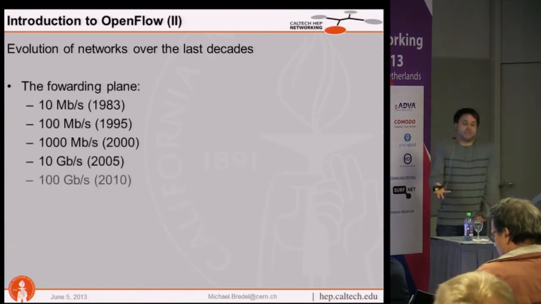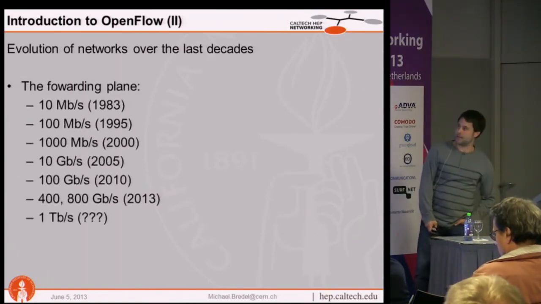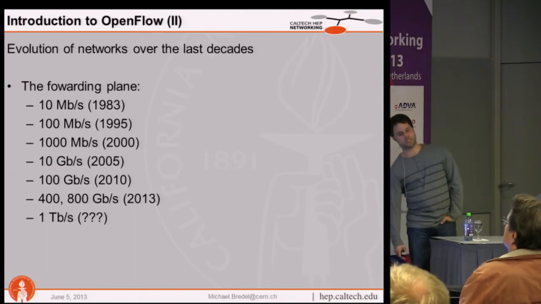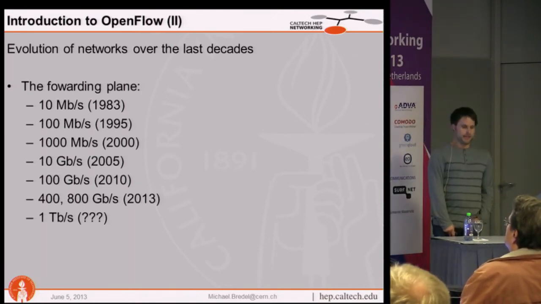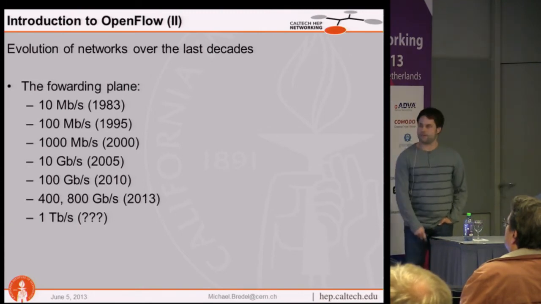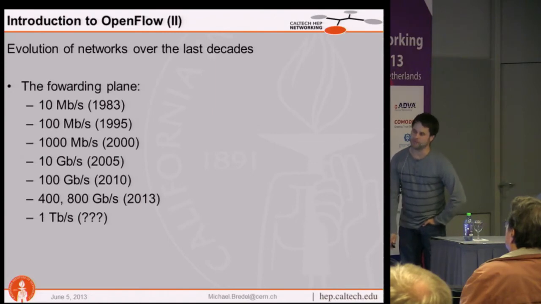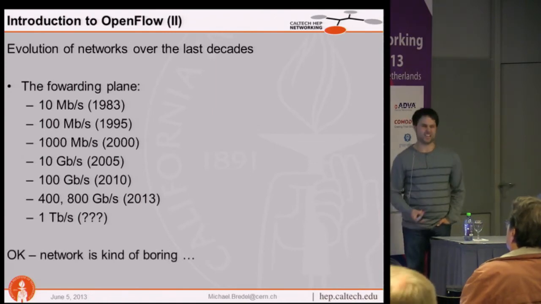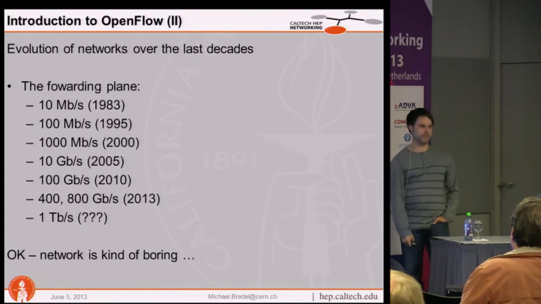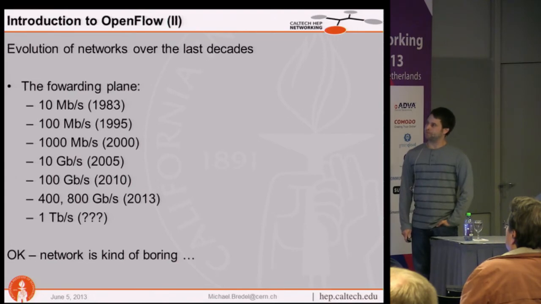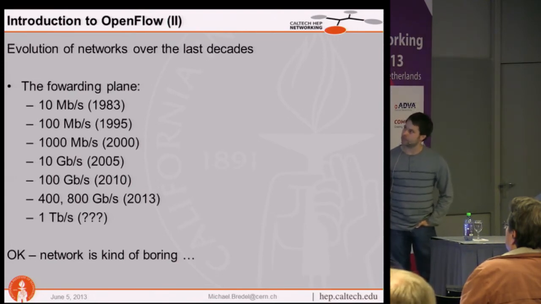Okay, if we look at the evolution of networks over the last decades, we had 10 megabits, and then 100 megabits, and gigabits, and now we have 100 gigabits, and tomorrow we will have terabit per second capability. That's actually kind of impressive, but it's also kind of boring, right? We just increase the capacity. That is the evolution in the forwarding plane.